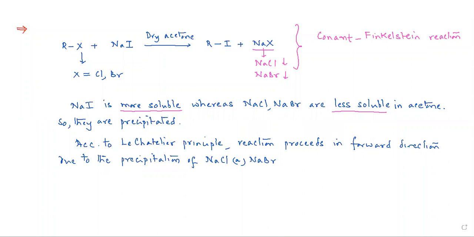See, in this case, because we are exchanging the halides, iodide is replacing the halides, Cl minus or Br minus. This reaction is therefore called halide exchange method. Okay, this is very interesting.